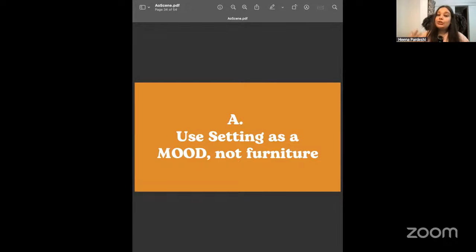Sorry, then we have version B. The lamp flickered weakly, stretching shadows across the wooden table like long, tired fingers. Now you feel something. Remember, setting should support the emotion of the scene, reflect the POV character's mood, and subtly hint at tension or tone. When the atmosphere matches the emotion, the scene feels immersive.